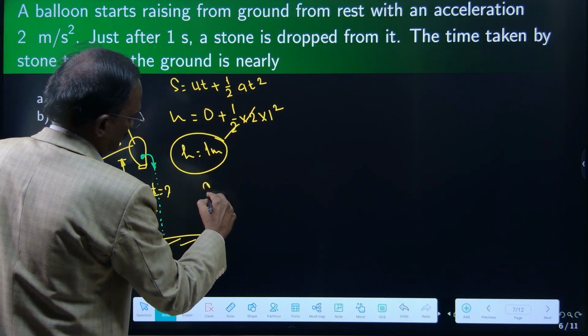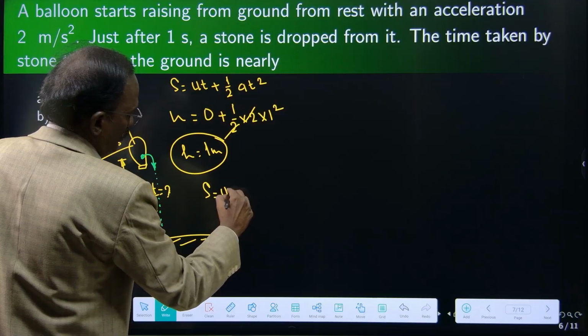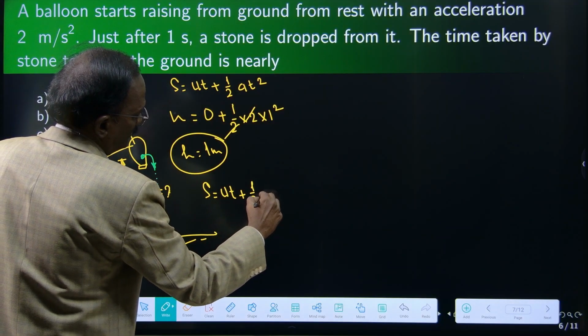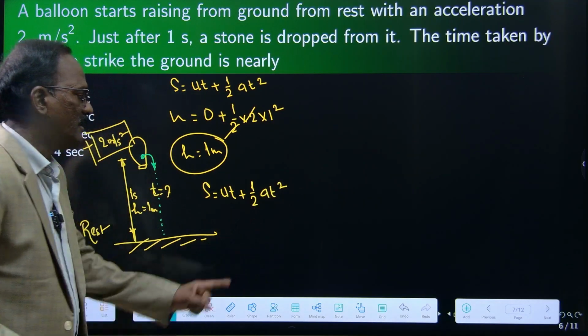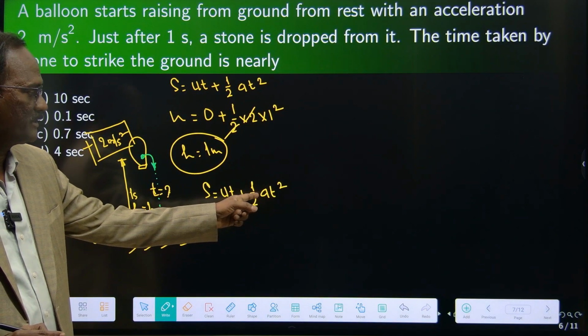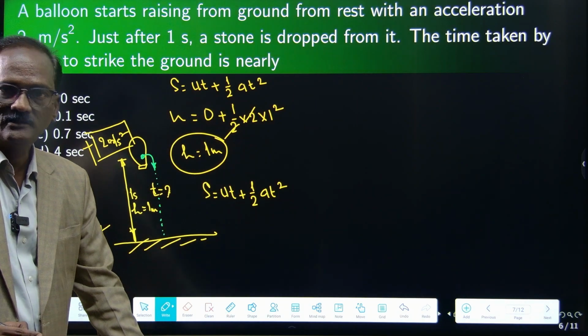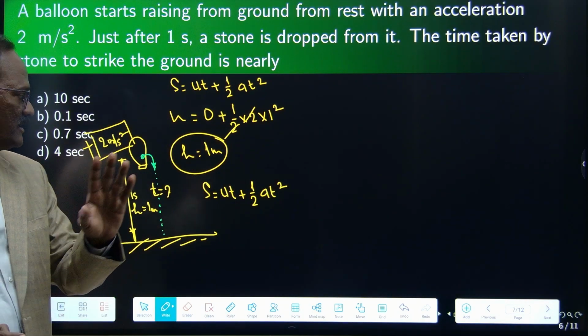So once again, for the stone, I am going to write the same equation. S is equal to ut plus half a t square. Now you can use the g value, 10. 10 you can substitute here. In fact, it is minus 10. Why? The stone is falling down due to gravity only, right?